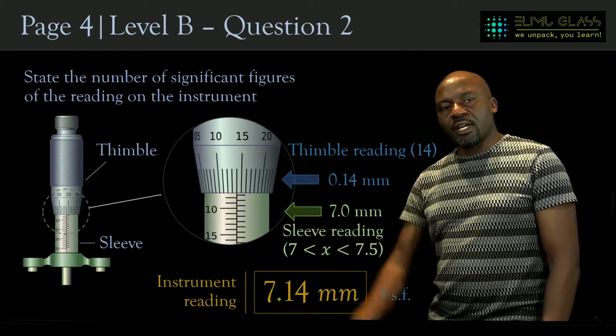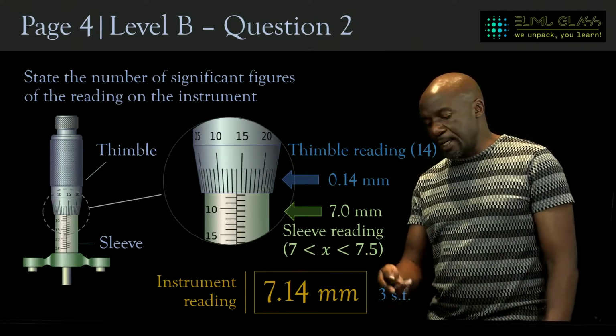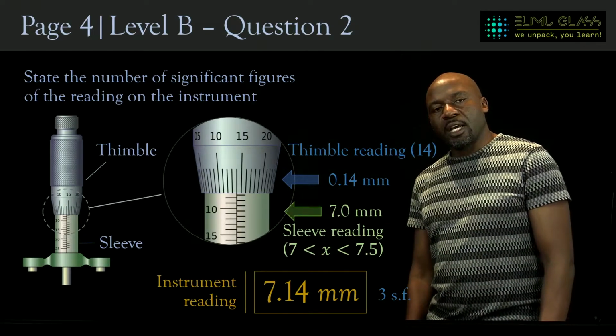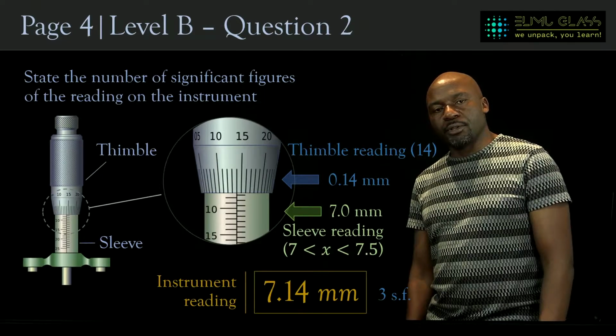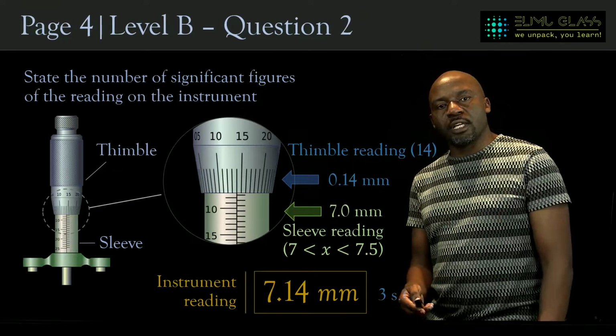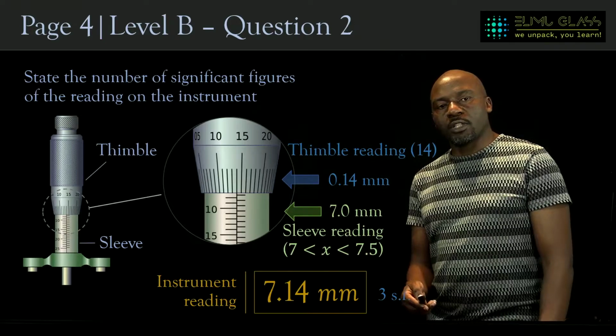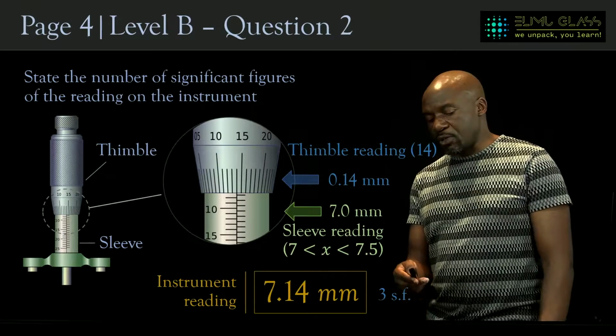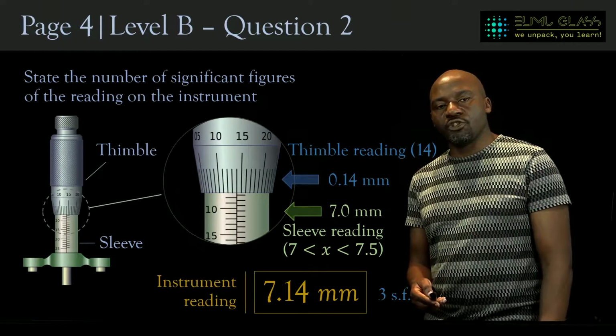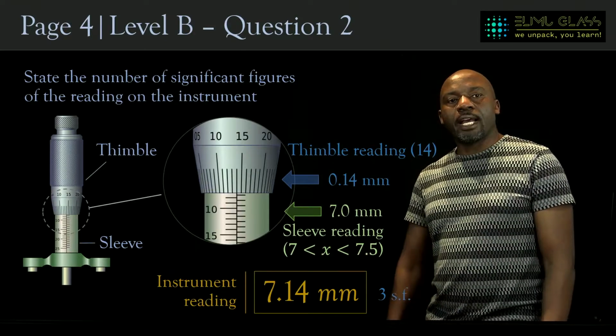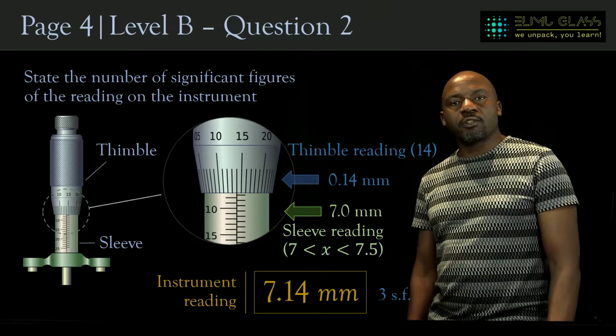I've left out the other instruments because the readings are clearly indicated on the instrument, and so you should easily be able to tell what the reading is and then count the number of significant figures each reading is indicating. Okay, thank you. Let's move on to the next question.